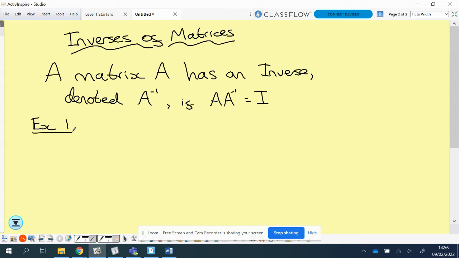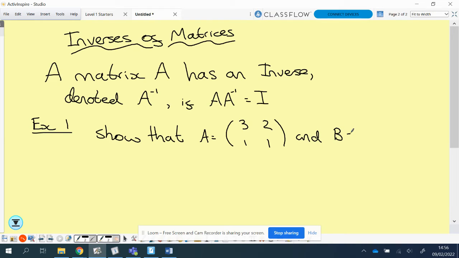So example 1, we're going to show that A equals the 2 by 2 matrix 3, 2, 1, 1, and B equals the matrix 1, negative 2, negative 1, and 3. So we're going to multiply so that we can show A and B are inverses. In order to do that, we're going to multiply them together and hopefully get the identity matrix back out, and if we do, then we know they are inverses.